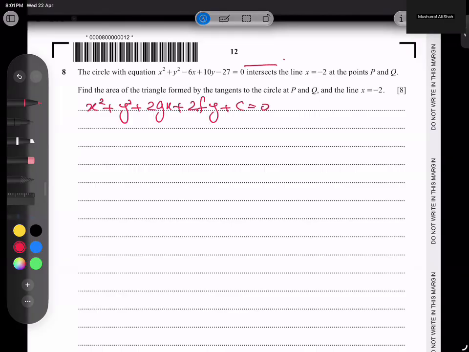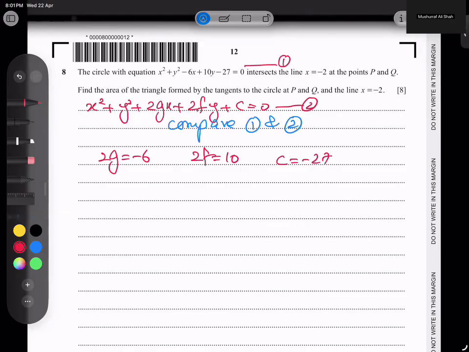This is equation number 1 and this is equation number 2. If I compare both equations, 2g is equal to -6, and 2f is equal to +10, and the c value is -27. This is done. Now students, what to do? The g value is coming from here as -3 and the f value is coming as 5.